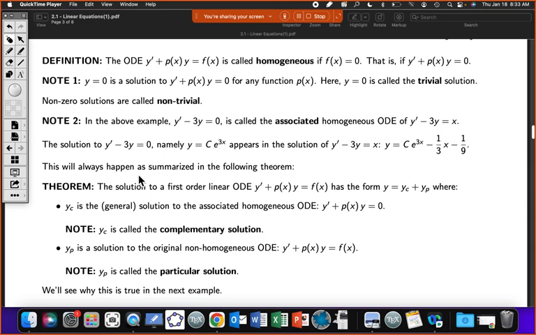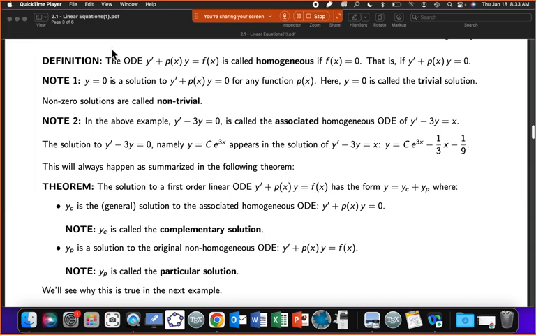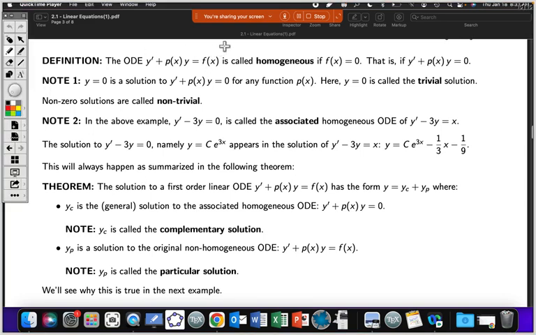So if you have a first order differential equation, if the f of x is 0, then this is called a homogeneous differential equation. This is one way they use the word homogeneous in differential equations.